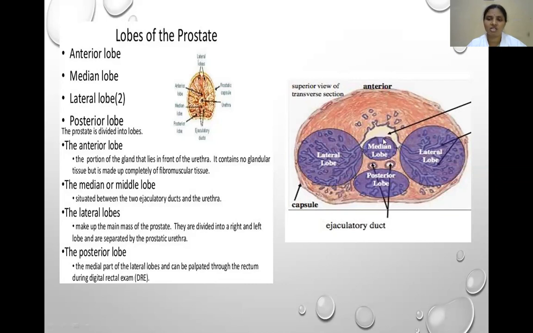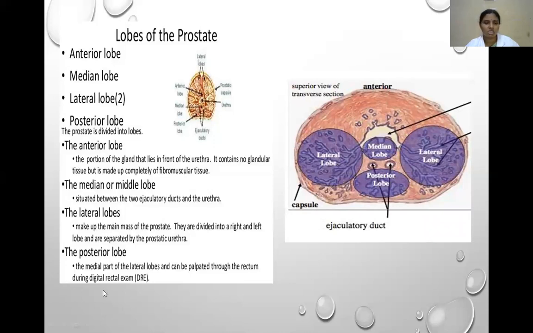It may obstruct the urethra, so it leads to strain in micturition. Very painful strain in micturition. Then the lateral lobes. So what are the lateral lobes? Either side of the urethra, they surround the entire posterior aspect, and below this the ejaculatory ducts open. So that represents the lateral lobes.